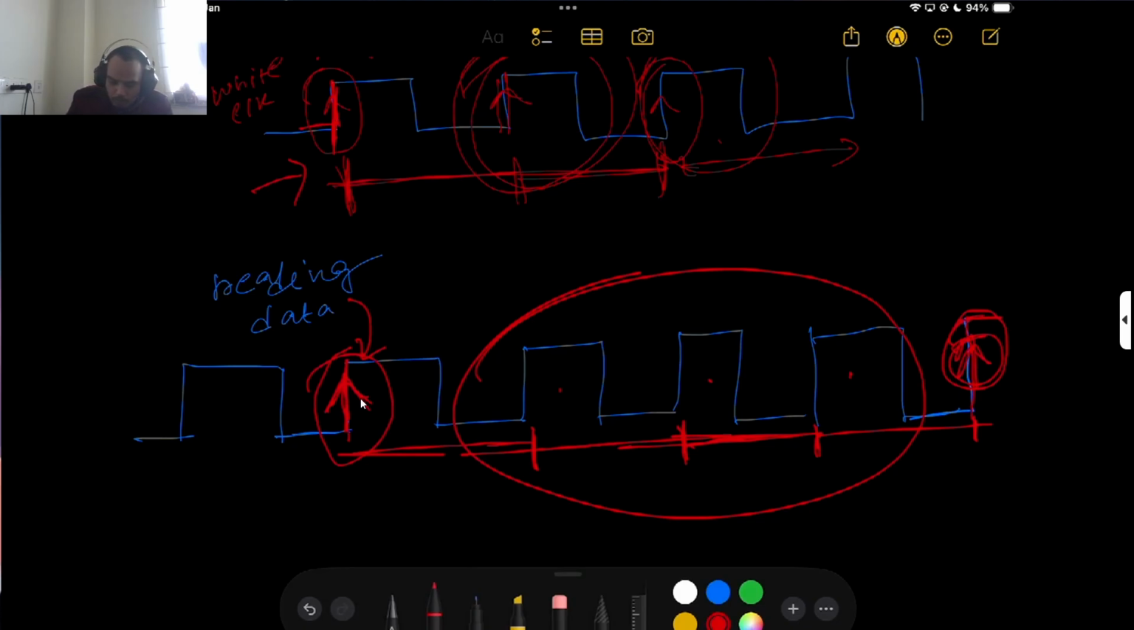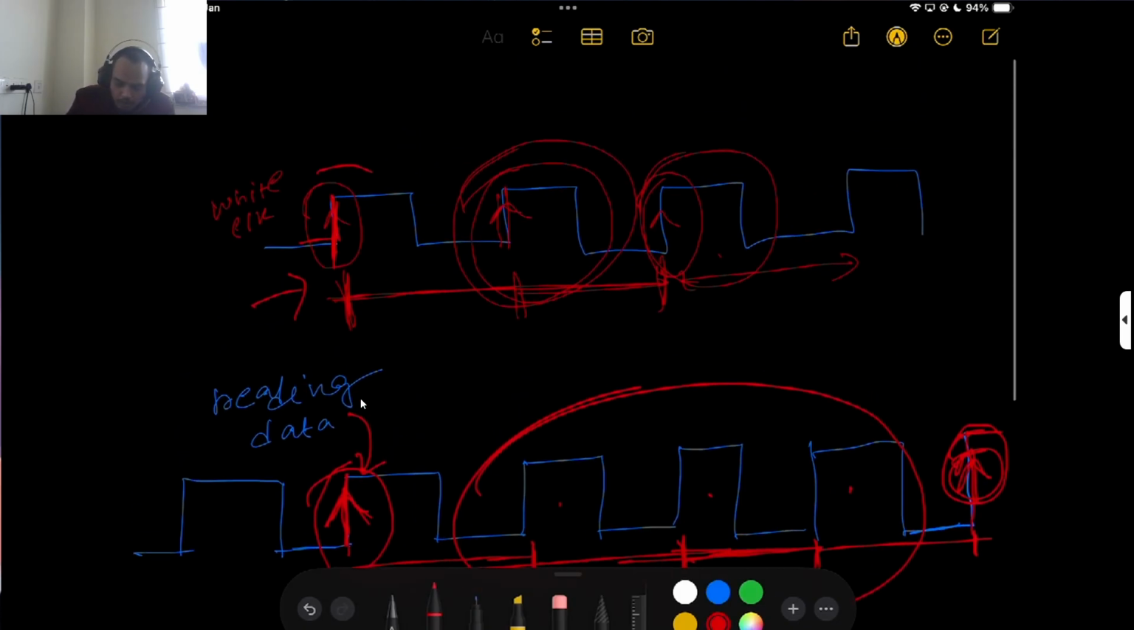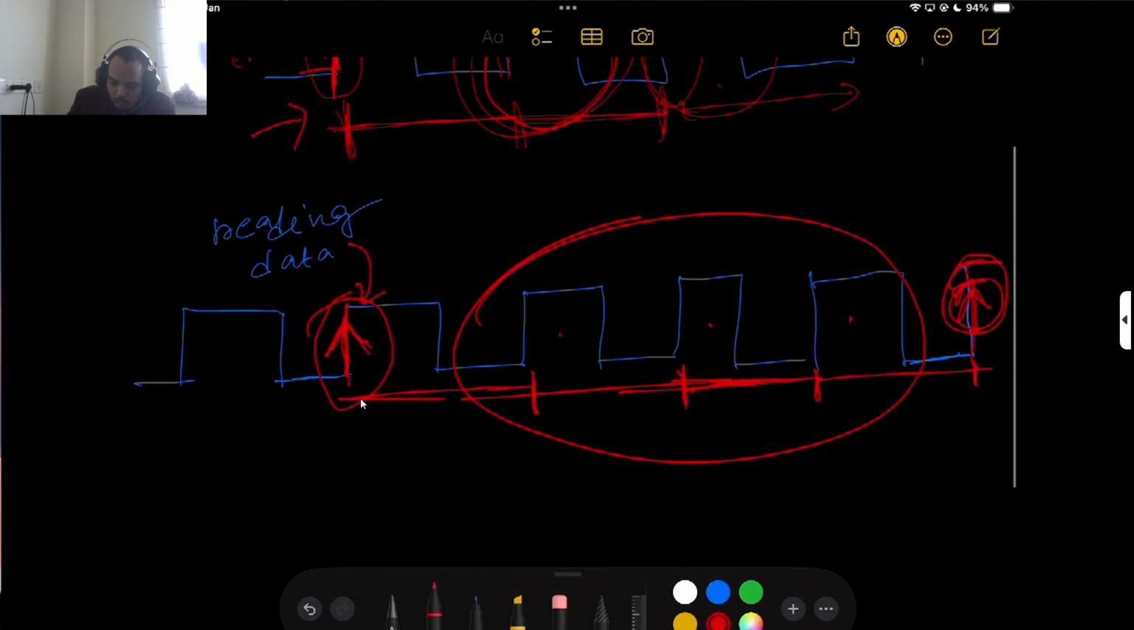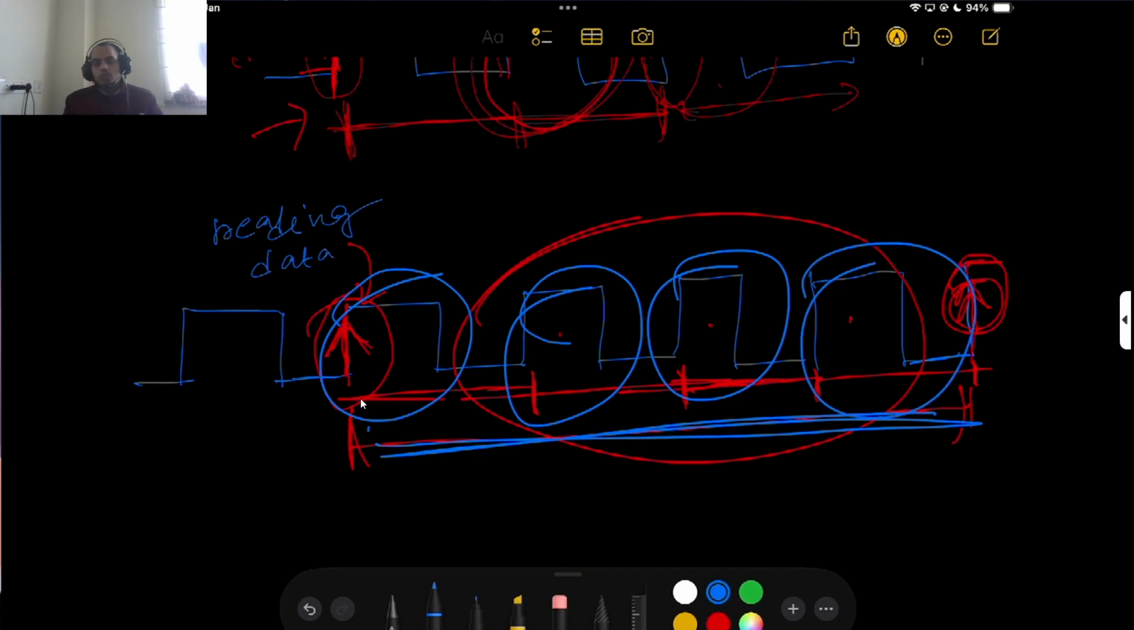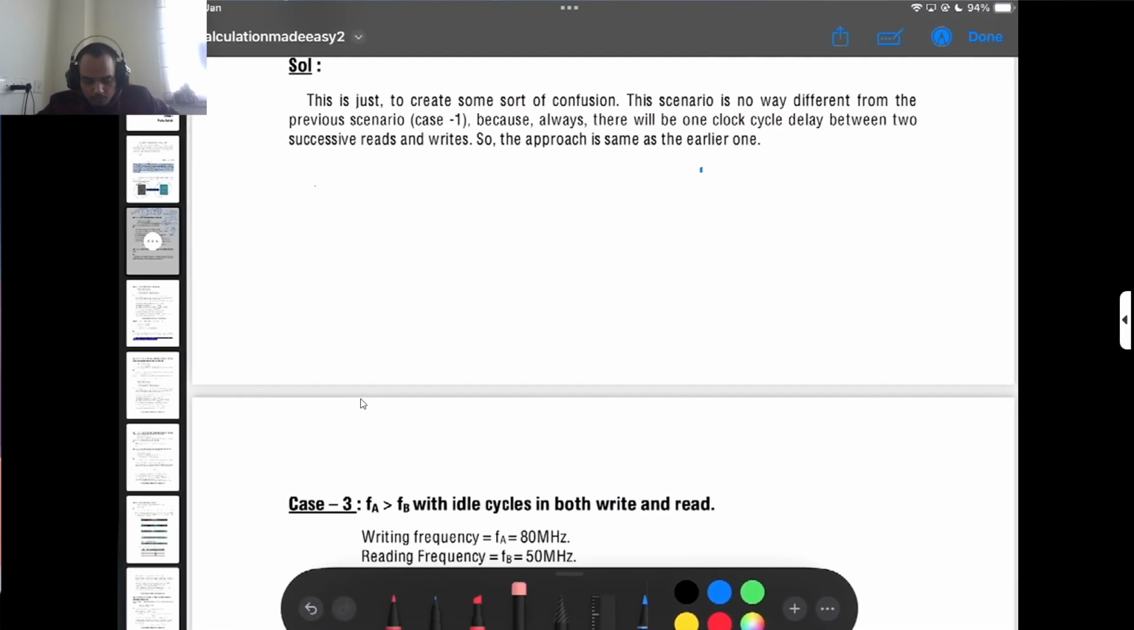So this is the problem. When we write the data, only one delay is there, so 2 cycles are required, but here a total of 4 cycles will be required. Just see from here to here: 1, 2, 3, and 4. Total 4 cycles will be required. I hope now this concept is clear.